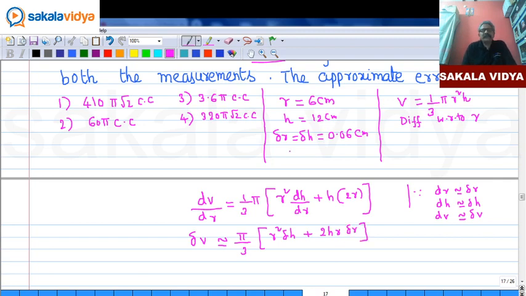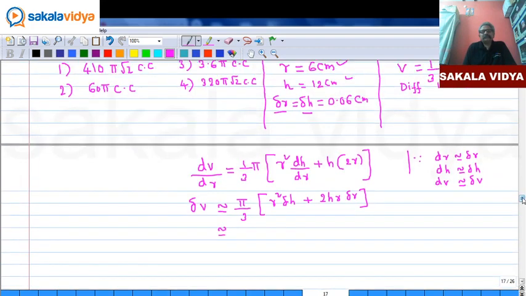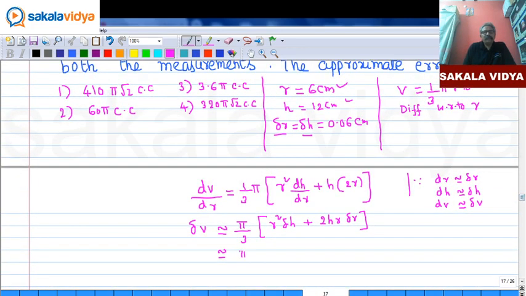Substitute the respective values, delta R, delta H, R value, H value here, you get delta V. So, pi by 3, you can take R common, we have R delta H plus 2H delta R, approximately equal to, R is how much? 6, 2 pi, this will be R is how much? 6, delta H is 0.06 plus 2H is how much?